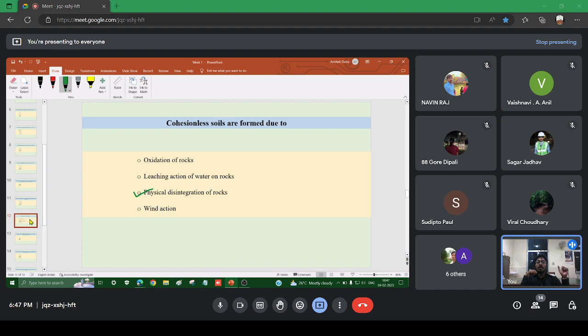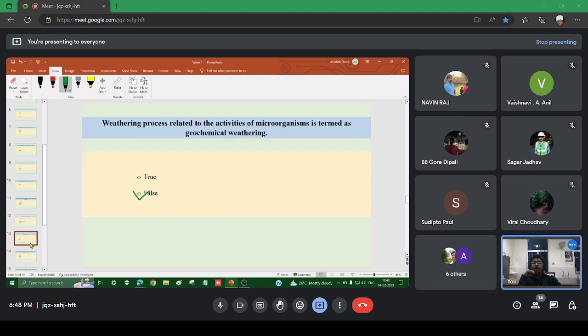Next, cohesionless soils are formed due to physical disintegration of rocks. Cohesionless soils are formed mainly due to physical disintegration of rocks, because oxidation of rocks, the first option, and leaching action of water on rocks, the second option, generally change the composition of rocks, and cohesionless soils are not formed by the chemical weathering process. And wind action is just a mode of transportation. It rarely has any effect on the type of soil formed. So the answer is physical disintegration of rocks.